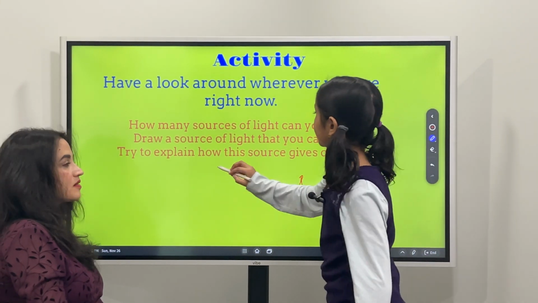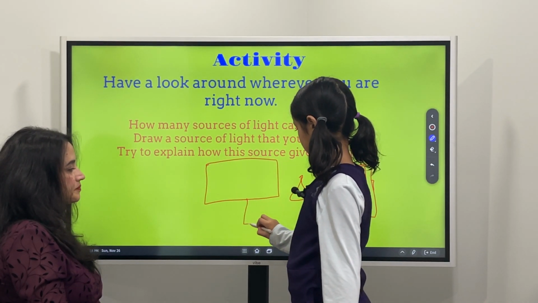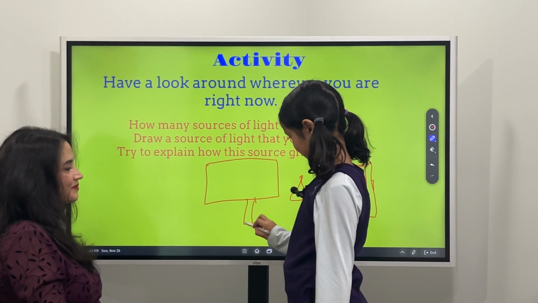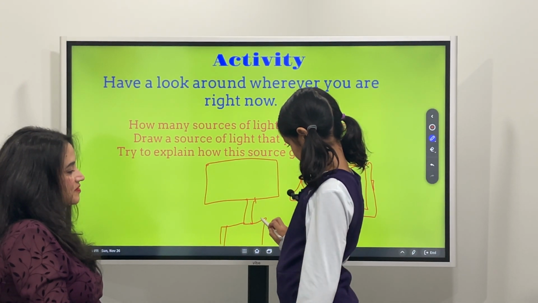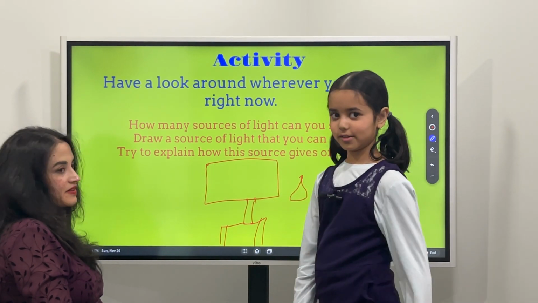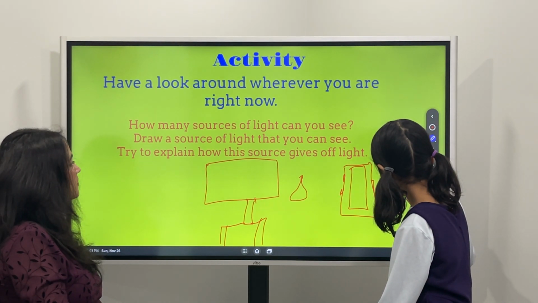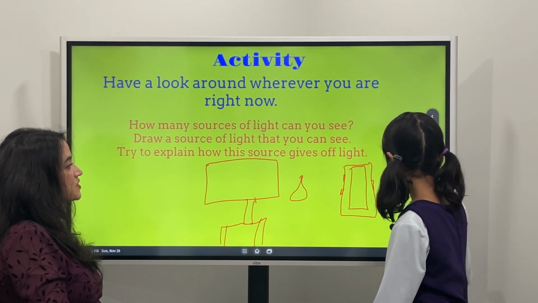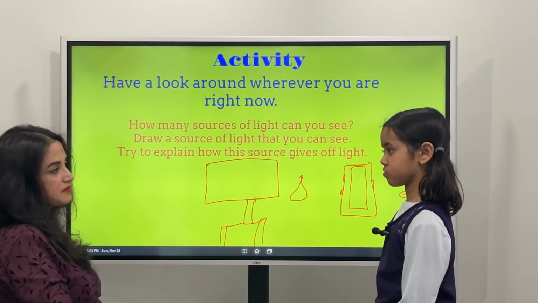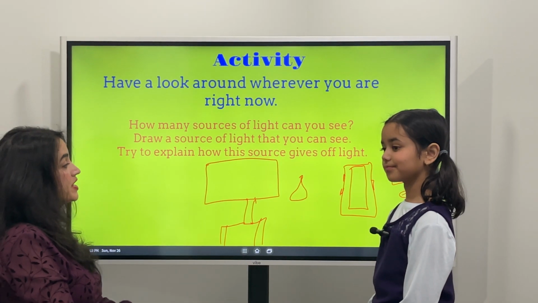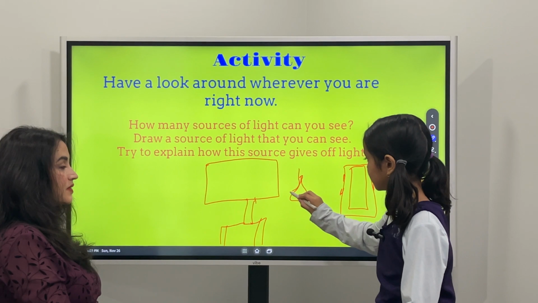And then the smartboard. This is actually how it looks. Nice computer. It's a smartboard. And then a computer. Try to explain how these sources give us light. How do you think this smartboard gives light? Electricity. Bulb is also electricity. And how about the cell phone?